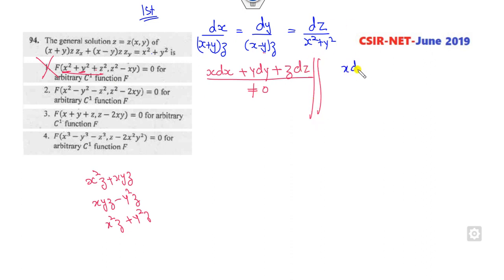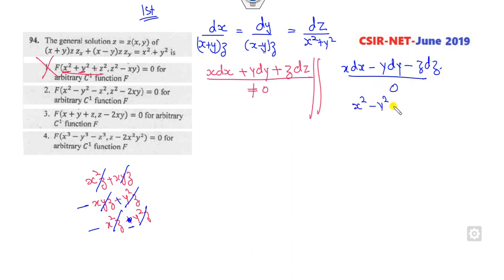Look at the second option. This is x dx, minus y dy, minus z dz. So this is minus, this is minus. Okay. So you can see this will be cancelled, this will be cancelled, this will be cancelled. It's a 0. So if it is 0, it means x² minus y² minus z² is one constant.